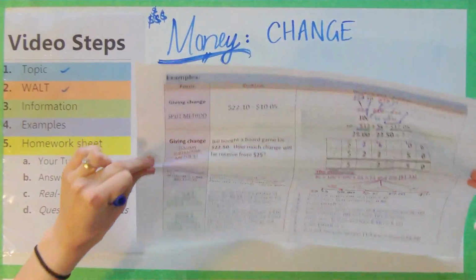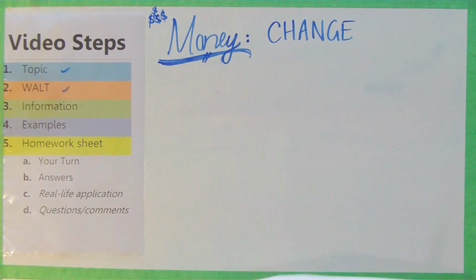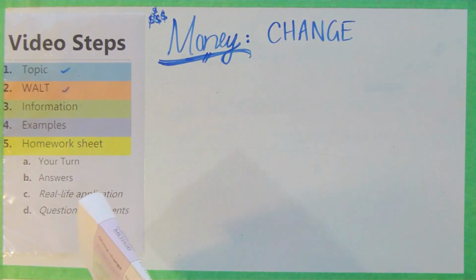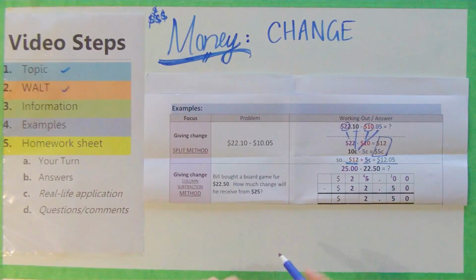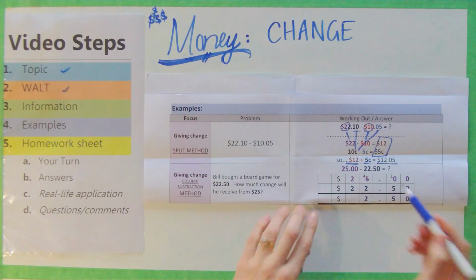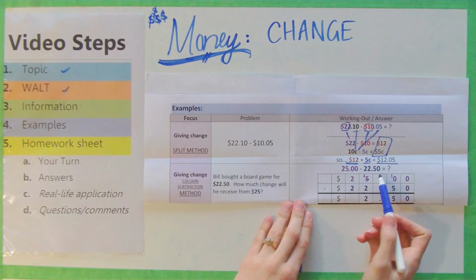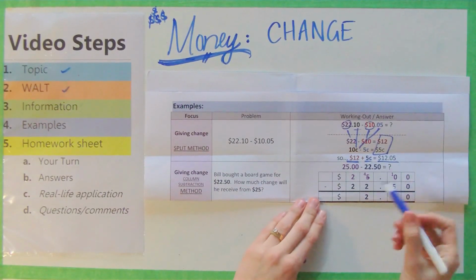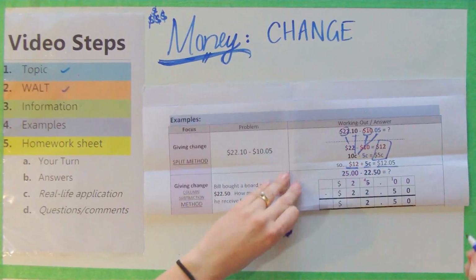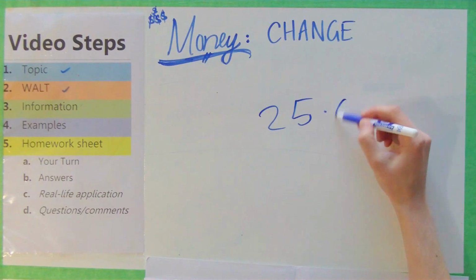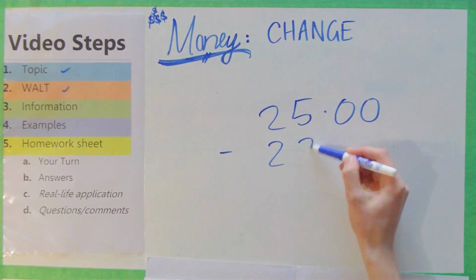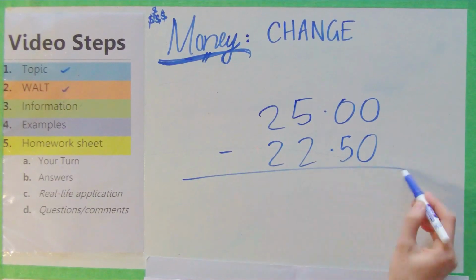Then we've got the column subtraction method. I might actually just fold this over so it's not so intense. There we go. So we've got Bill bought a board game for $22.50. How much change will he receive from $25? For this question we've got 25 take away $22.50. And here we just set it up. It might be a little bit clearer rather than having it on my sheet of information.